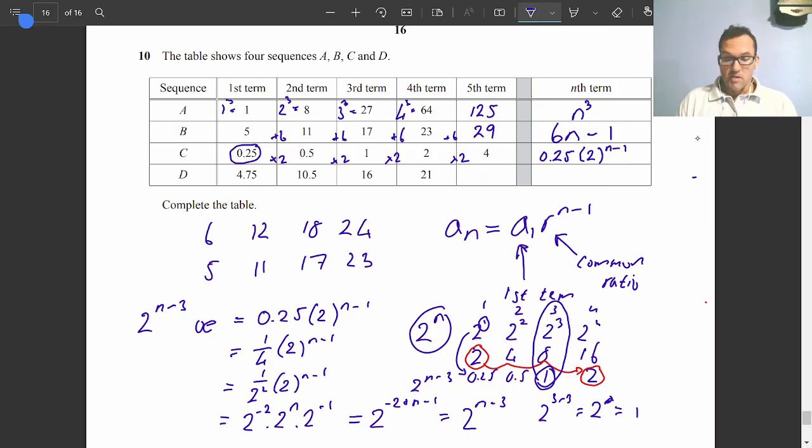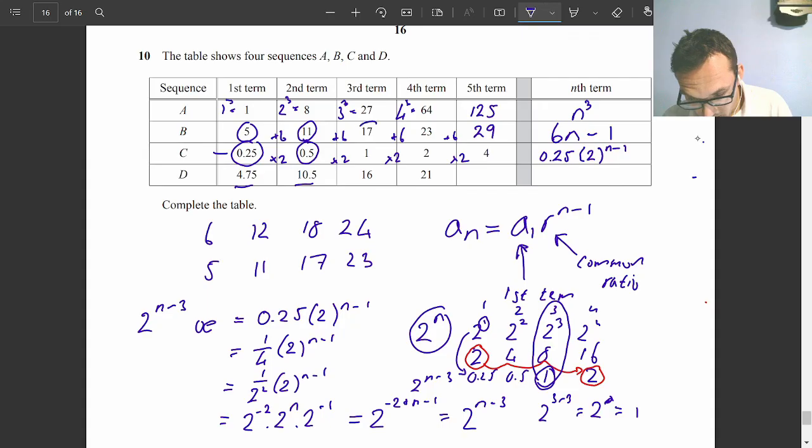Right, sequence D looks insane. And the secret here is always, if it looks hard, just look carefully at the previous sequences, and you might spot here that it is simply sequence B minus sequence C. 5 minus 0.25 is 4.75. 11 minus 0.5 is 10.5. 17 minus 1 is 16. 23 minus 2 is 21. 29 minus 4 is 25.